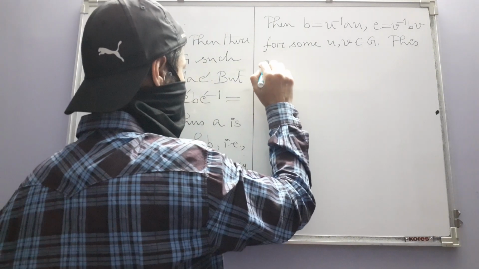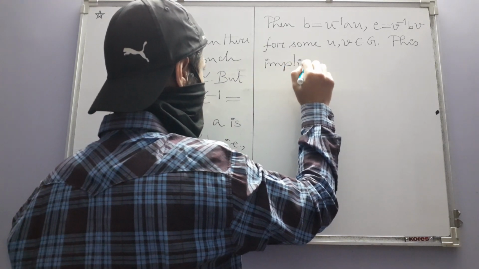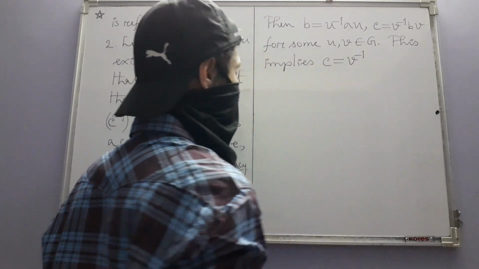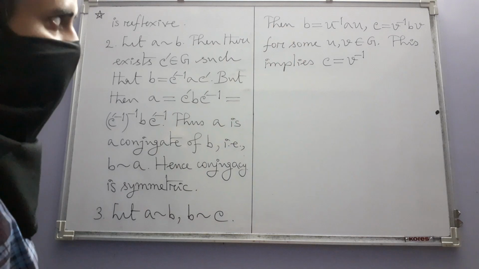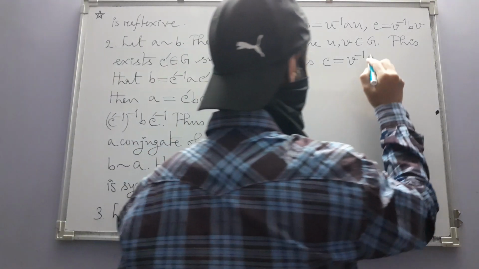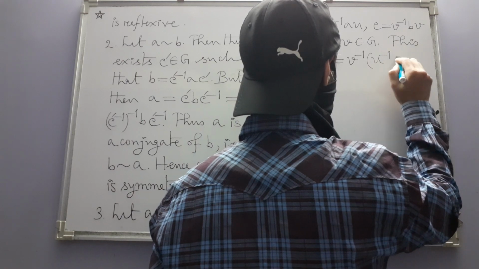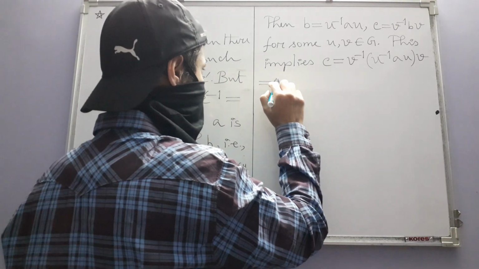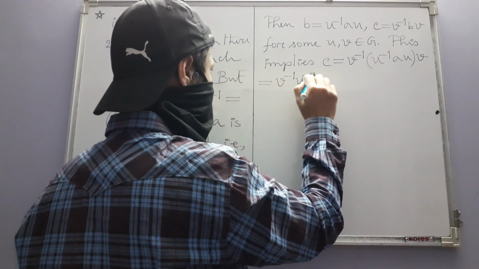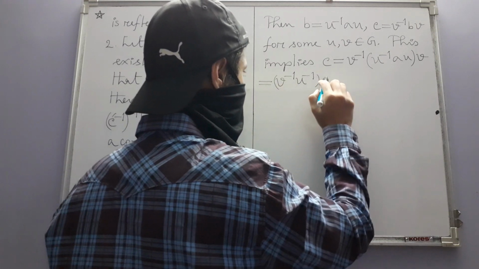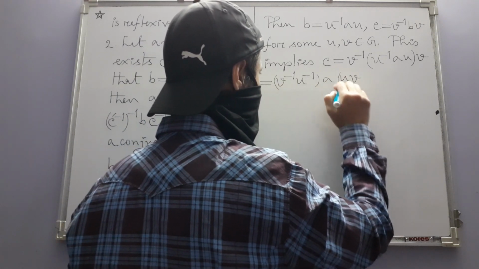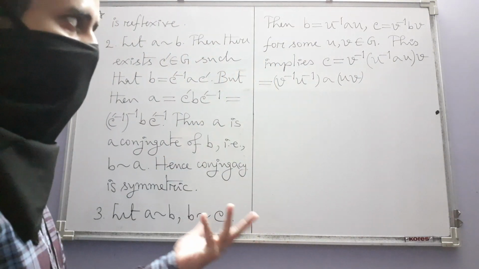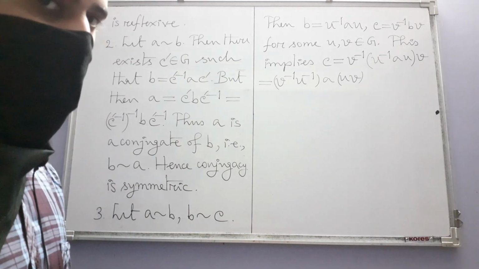This implies C equal to V inverse B V. Now, in place of B, we can write U inverse AU. So you have V inverse U inverse A U V. We are able to use brackets in any way we want because we have the associative law.